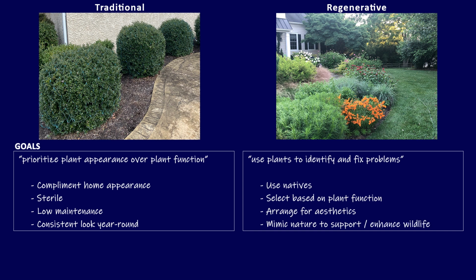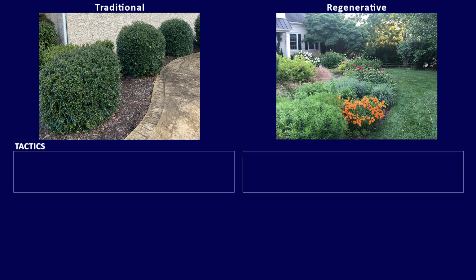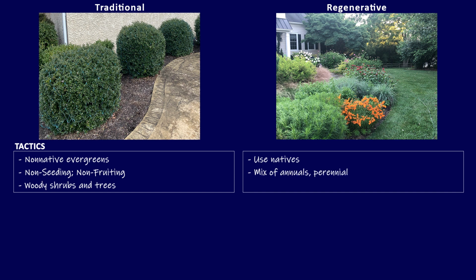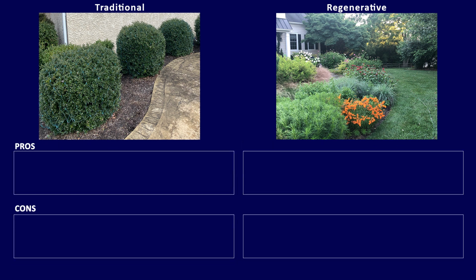So, we understand the importance of plants, and we have our goals. Next, let's look at the tactics used to implement. Traditional landscapes rely on non-native evergreens that are typically non-seeding and non-fruiting so they don't make a mess. Regenerative landscapes take advantage of native annuals, perennials, shrubs, and trees that are planted close together to crowd out weeds. The last two sections compare the pros and cons of the two approaches.